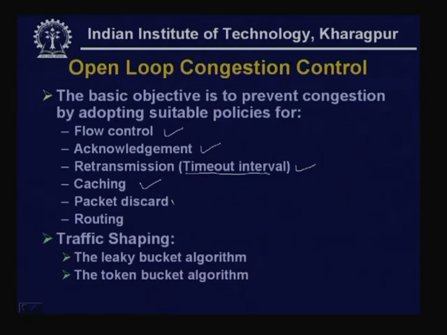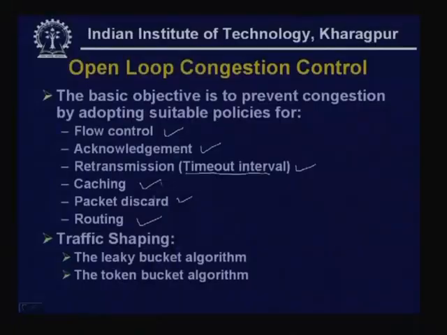Then the packet discard policy. The discard policy will also decide how the congestion is controlled, and we shall discuss it whenever we come across this packet discard policy. And the routing techniques that we have discussed, for example, flooding, increases the number of packets in the network. The traffic increases in an unbounded manner. So, if flooding is used for routing, then it may lead to congestion. So, by adopting suitable policy in routing, the congestion can be prevented.